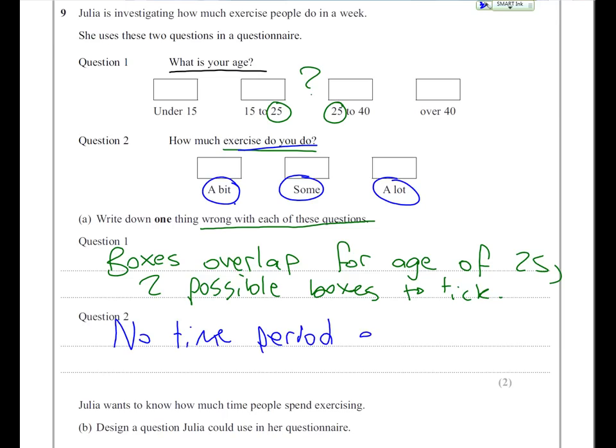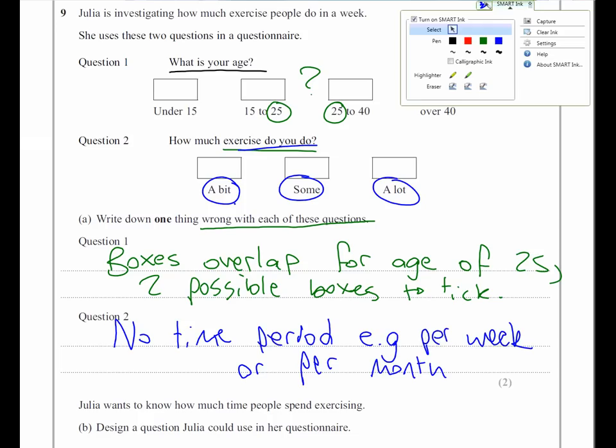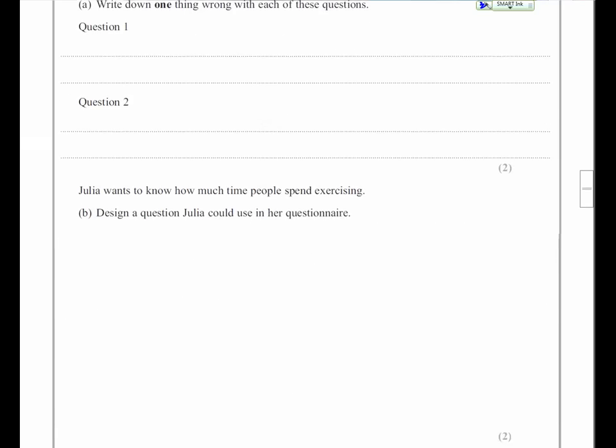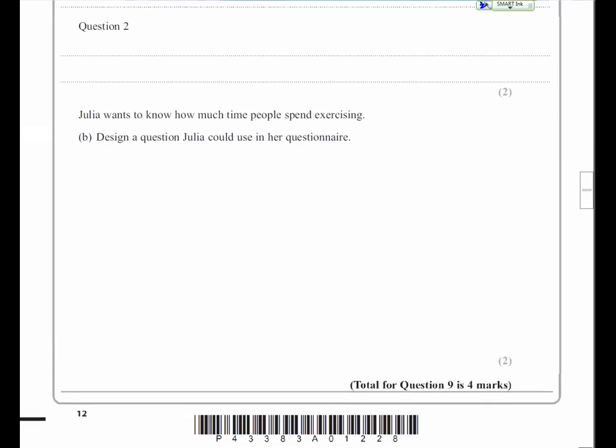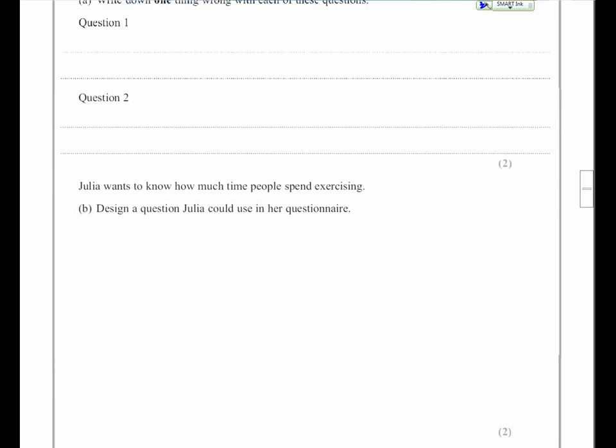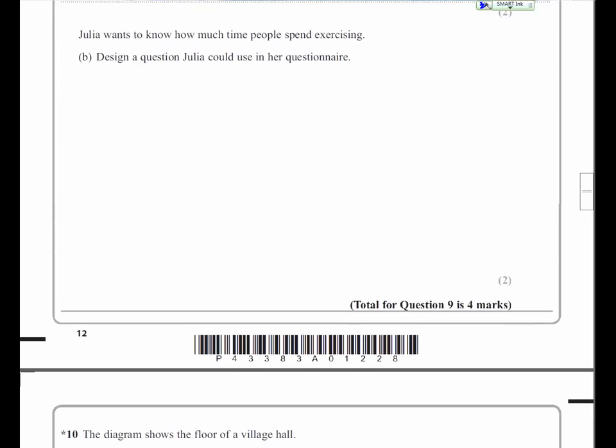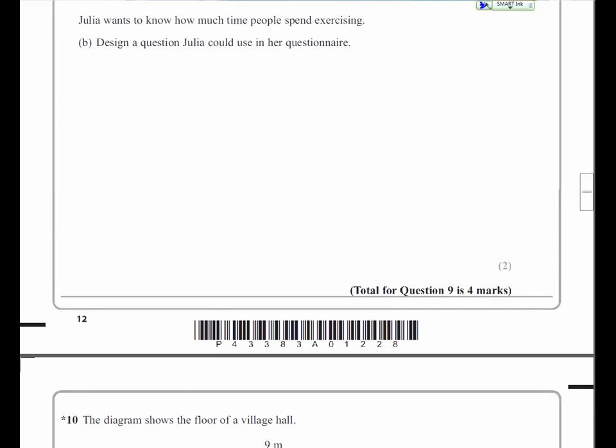e.g. per week or per month, so that you can compare. But there's lots of things wrong with question 2, so that's not the only right answer. Julia wants to know how much time people spend exercising. Design a question that Julia could use in her questionnaire.